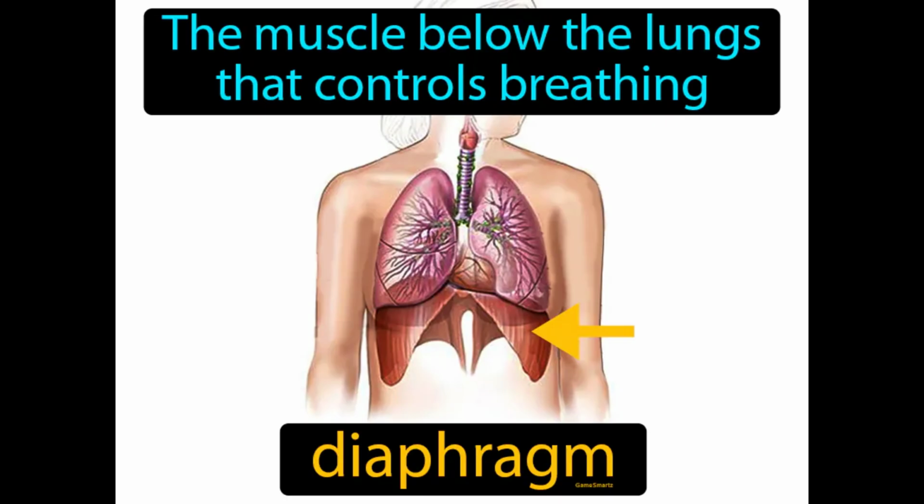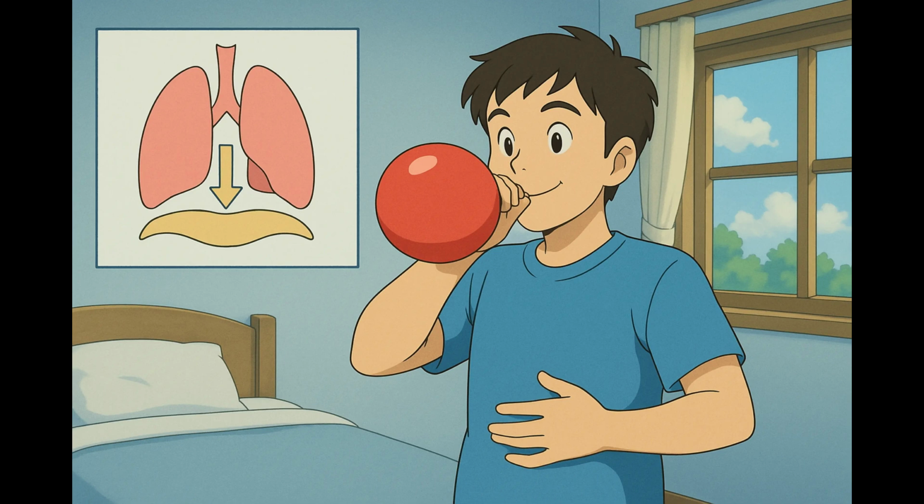The muscle below the lungs that controls breathing. Diaphragm. The diaphragm is a dome-shaped muscle that helps pump air into and out of the lungs. Imagine trying to inflate a balloon while holding it steady with one hand. Just as your hand keeps the balloon steady and controls how it inflates, the diaphragm plays a similar role in breathing by stabilizing and managing the expansion of your lungs.